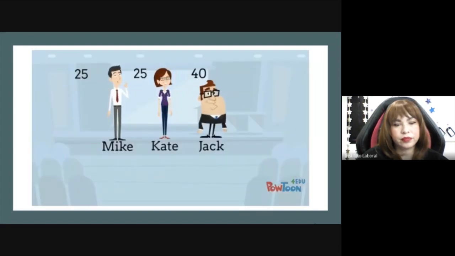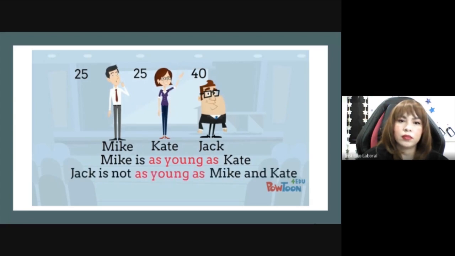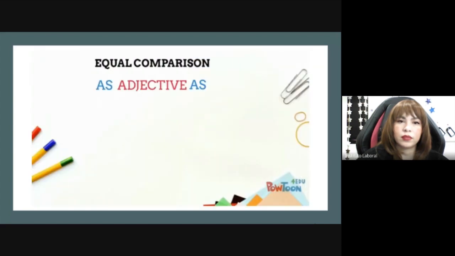Mike and Kate are 25 years old. Jack is 40. So Mike is as young as Kate. And Jack is not as young as Mike and Kate. To make an equal comparison, we use the formula as, adjective, as.